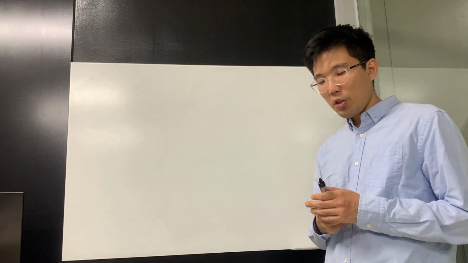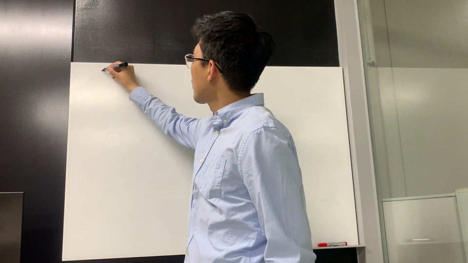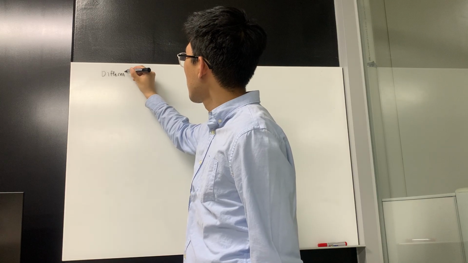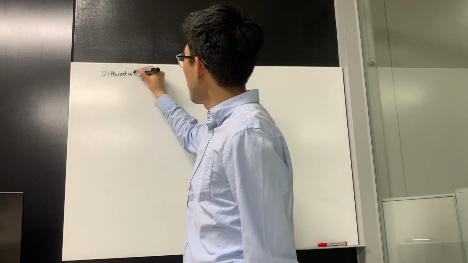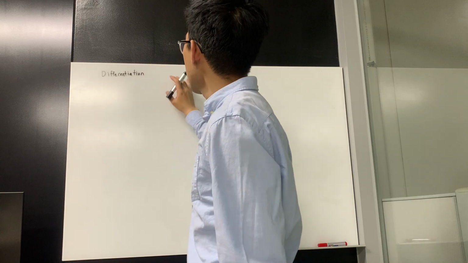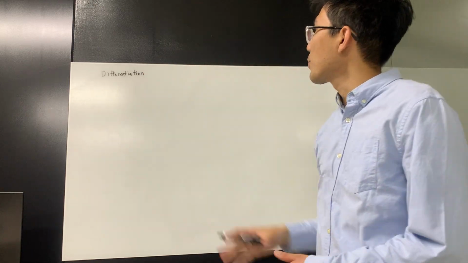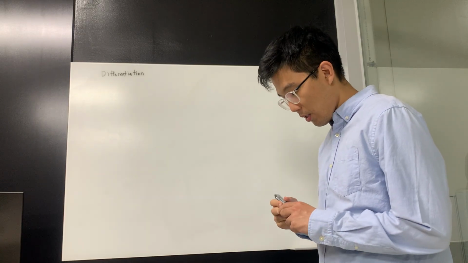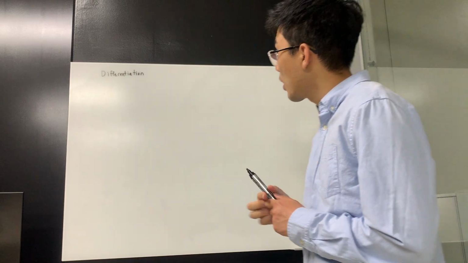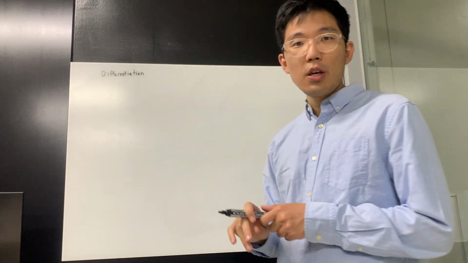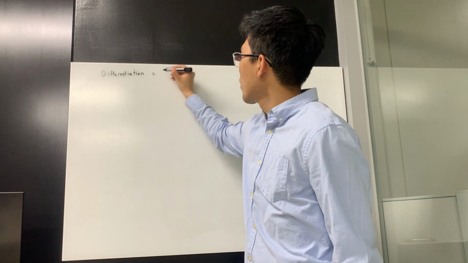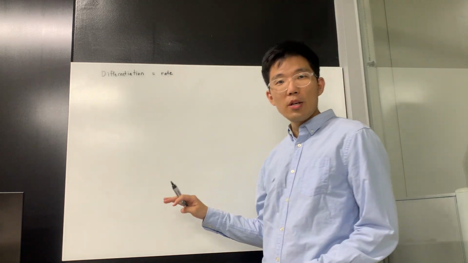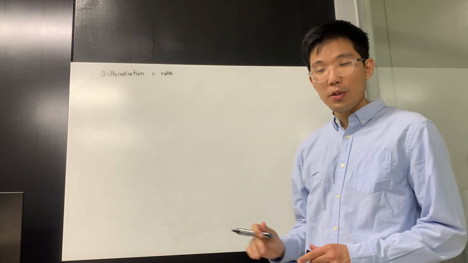Let's talk about differentiation. Differentiation is part of calculus, and it's an important concept. There are two concepts, differentiation and integration, and it's the first half of calculus. And you will see that differentiation is all about rate. If you can differentiate an equation, you can find the rate of change of that equation.